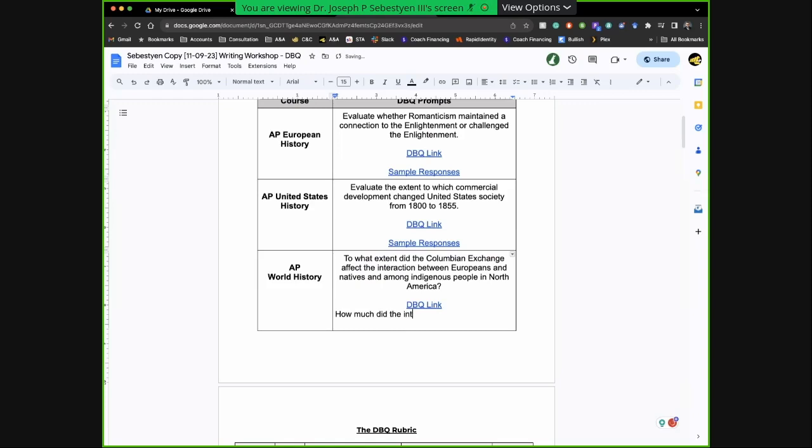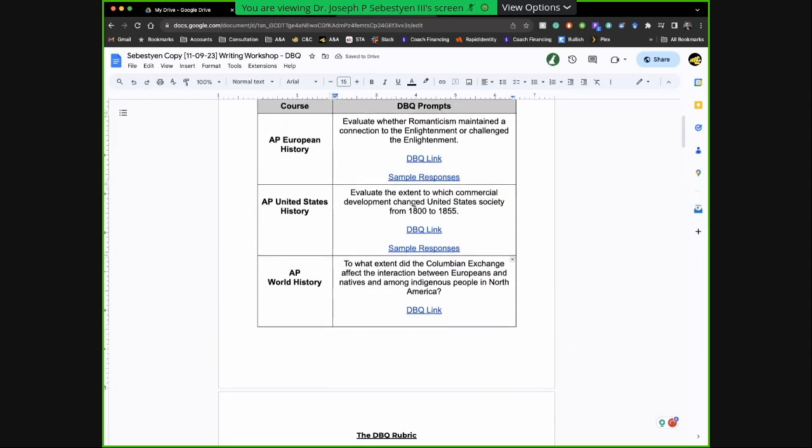The interaction between Europeans and natives, right, affect them. Something like that. That's the how much. But we're going to look at Euro tonight since we have, at least in this first hour. And then, of course, we can come back.